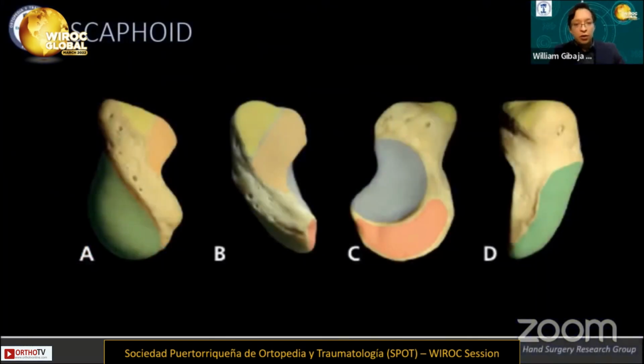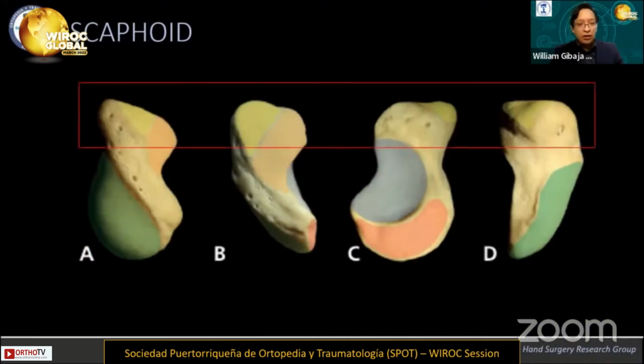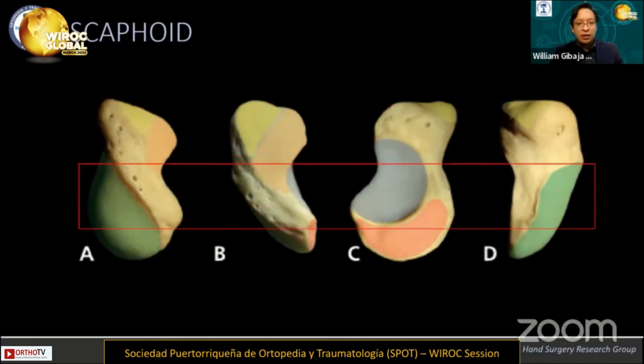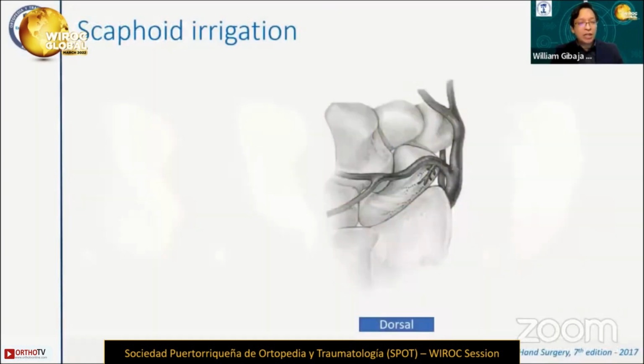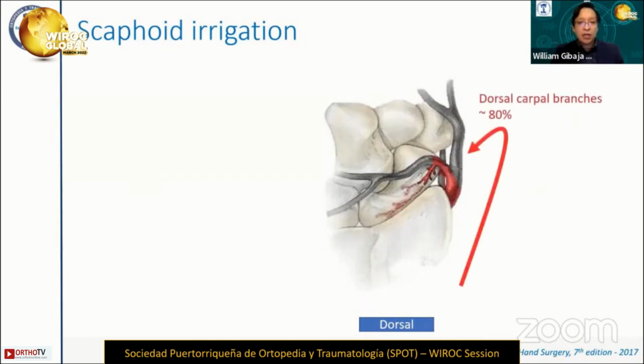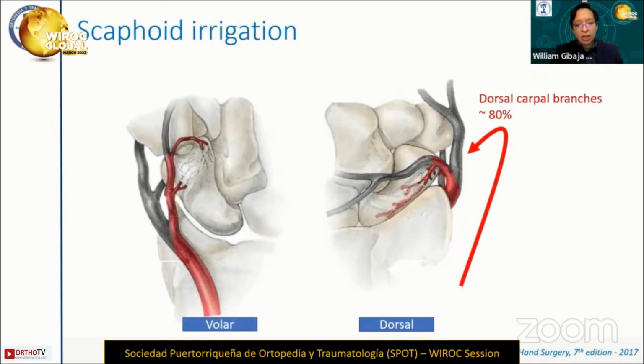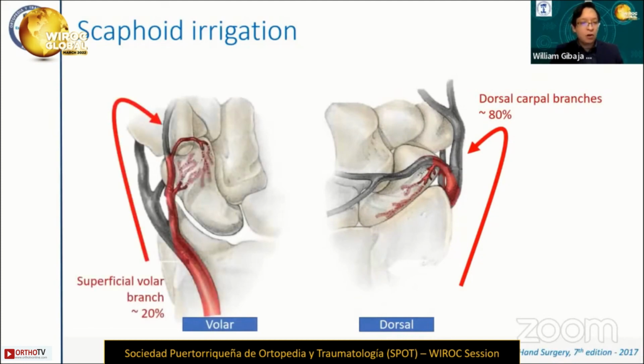A few words on the scaphoid. We know that this is a peanut-shaped bone in the wrist with three main portions: the distal pole, the waist, and the proximal pole, which is particularly troublesome due to its irrigation, which is quite well known in scaphoid anatomy. The scaphoid is irrigated by the dorsal carpal branches that come from the radial artery. This gives over 80% of the nutrition to the scaphoid, and the remaining 20% is given by some volar branches. But in any case, the proximal pole doesn't get enough irrigation, so it is susceptible to non-union or other complications.